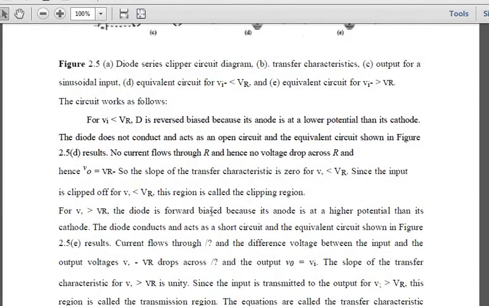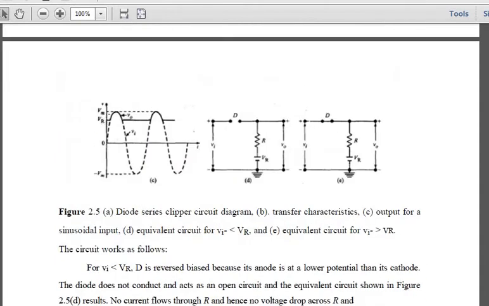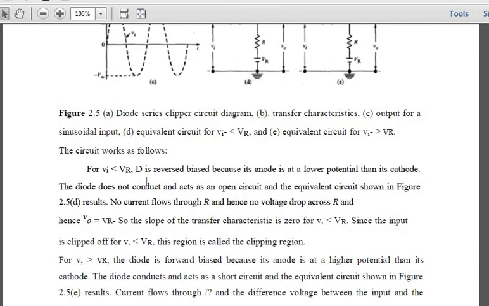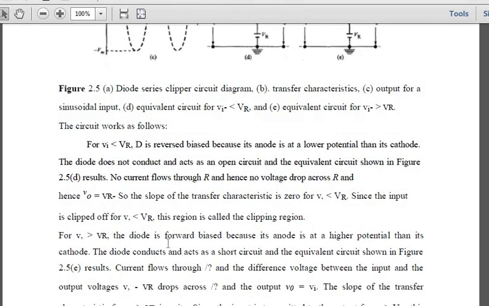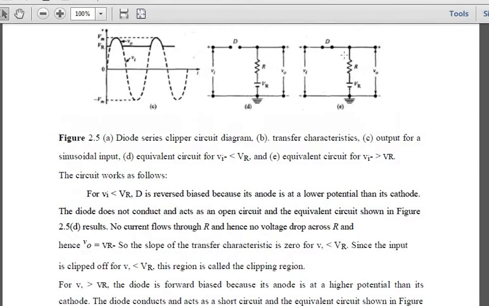Clear? Now see, the diode will be forward biased when the condition is Vi greater than VR. Now the input voltage is greater than VR. Here in this particular case, your Vi is greater than your reference voltage. Now what happens there? The diode acts as forward biased, because its anode has higher potential than the cathode. The diode conducts as a short circuit, and the equivalent circuit is shown here, and the current will be flowing from the input to the output.